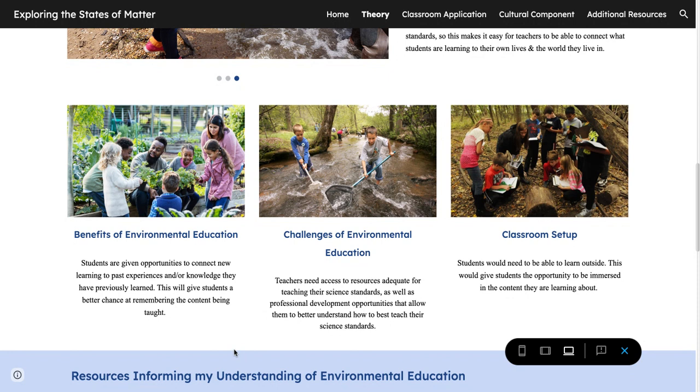Also detailed from our learning theories assignment are the benefits of environmental education, the challenges, and then what the classroom setup would look like. The benefits are great in ways that they allow students to connect to the community around them and their past experience, and it really engages them, which hopefully will allow them to better remember the content later.